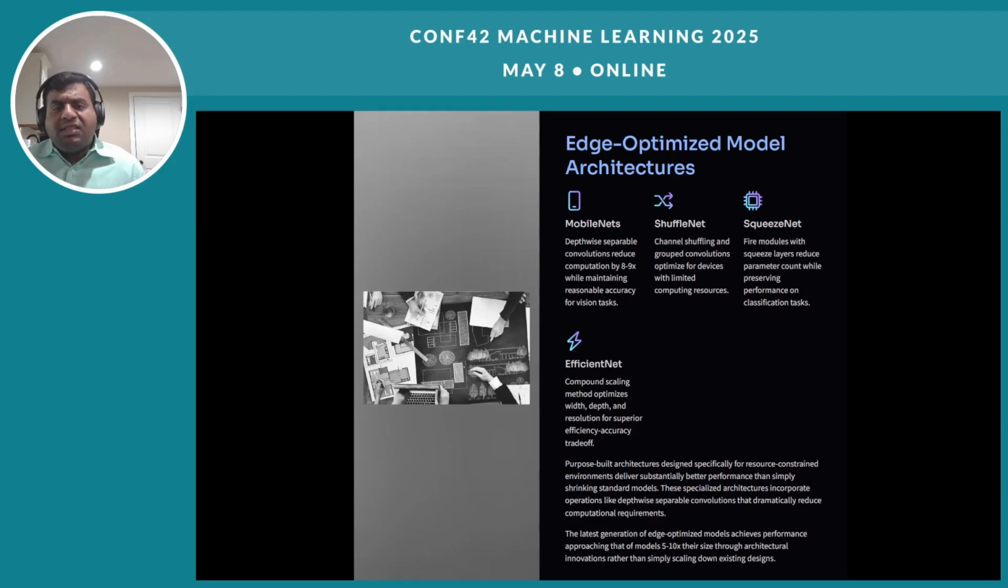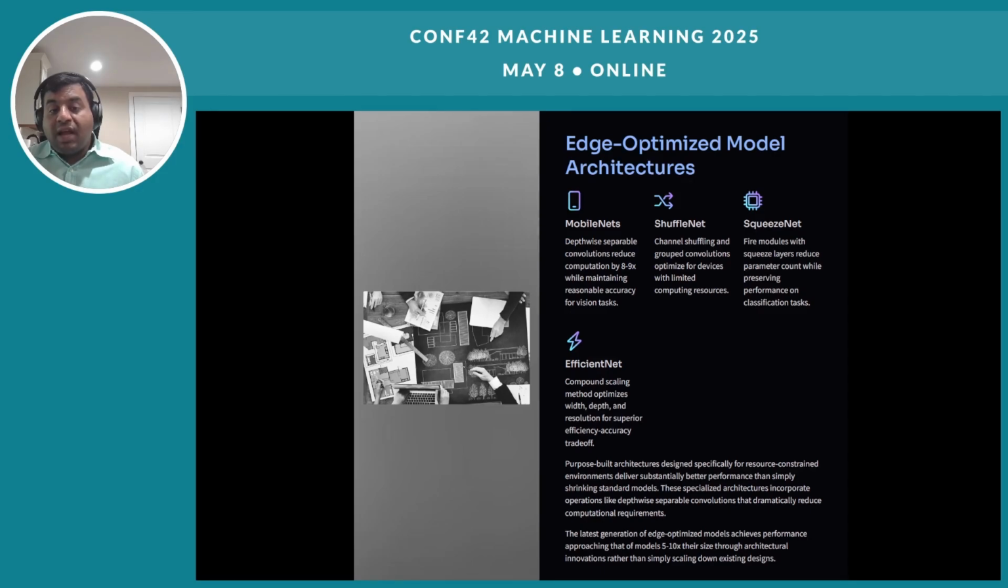Beyond optimizing existing large models, another crucial strategy is to use edge-optimized model architectures from the start. These are neural network designs created specifically for efficiency on resource-constrained devices. Examples include MobileNets, famous for using depth-wise separable convolutions, which drastically reduces computations, like 8 to 9 times, compared to standard convolutions, great for vision tasks.